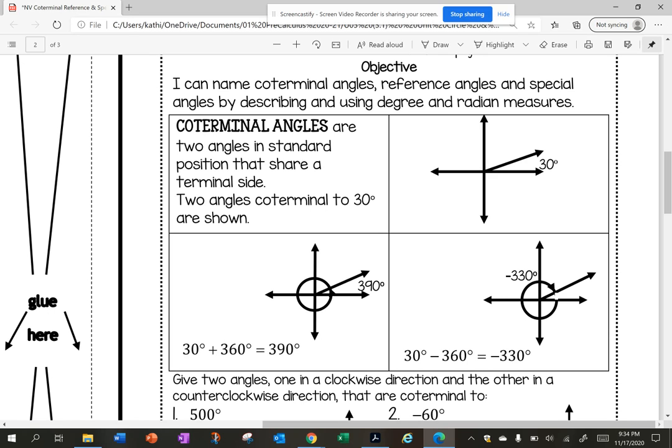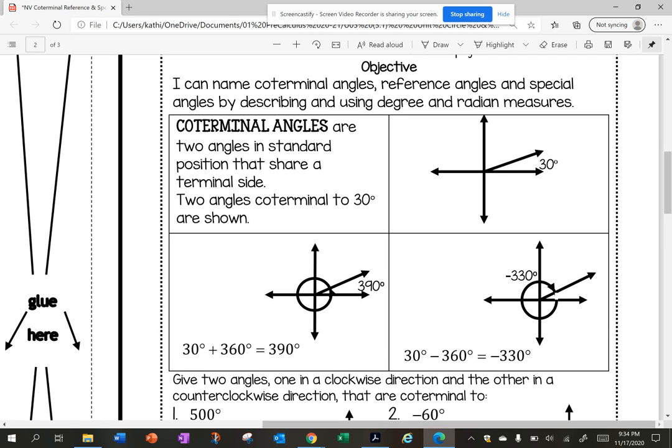So to get coterminal angles, I'm going to add and subtract multiples of 360. So to start out with a 30-degree angle, to get a coterminal angle in the positive direction, I can add 360 degrees and get 390. Or I can take 30 degrees and subtract 360 and get negative 330. And you can see the angles all look the same.